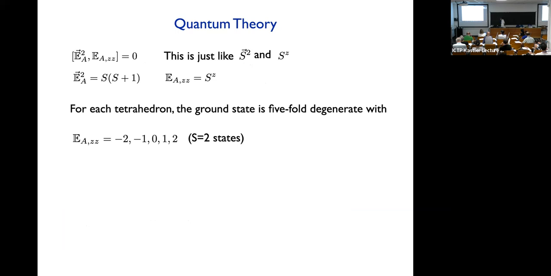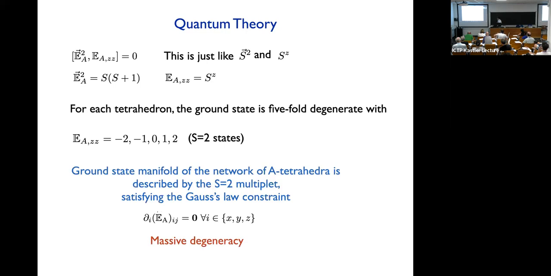Now just like ordinary quantum mechanics, the E square is like S square and the z component of electric field is like S z. So the quantum numbers are like this. So we can actually figure out the ground state of each tetrahedron first. And for each tetrahedron, the ground state is degenerate with this quantum number. It's basically a state of S equal two manifold for each tetrahedron. But the point is that I have to arrange spins in such a way that I satisfy the constraint. And if you count all the degenerate ground states by imposing this Gauss law constraint out of this manifold, then you find that we actually have a massive degeneracy. And that massive degeneracy is what I'm going to describe.